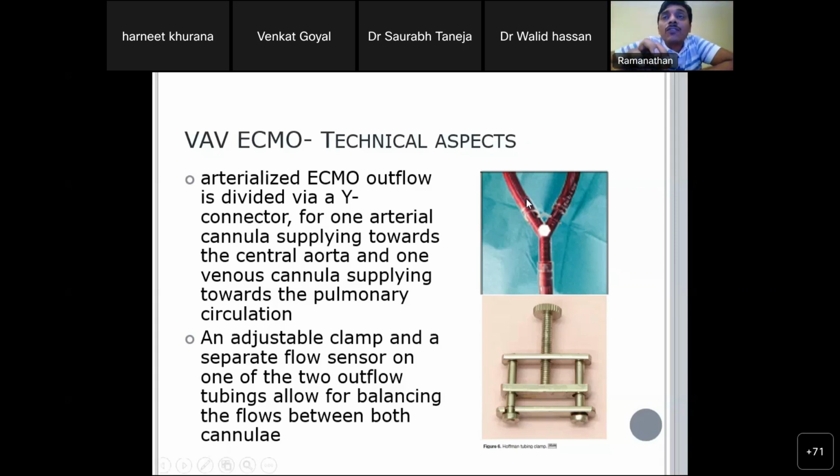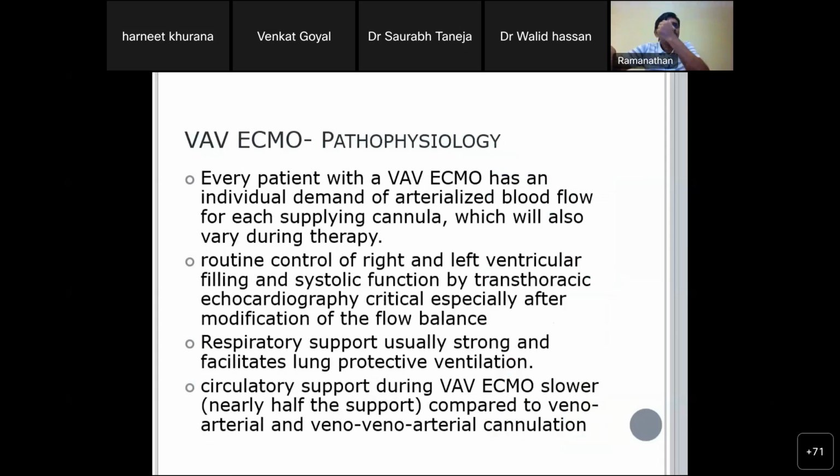To regulate blood flow between these two limbs, you use an adjustable clamp called the Hoffman's clamp. A Hoffman's clamp is used to clamp one limb of this circuit so that you can regulate flows through those particular limbs depending upon the underlying condition of the patient. So if the patient has cardiopulmonary failure, and if it is predominant cardiac failure, you might want to send more blood to the arterial side. If it is a predominant respiratory failure, you may want to send blood more to the venous side.